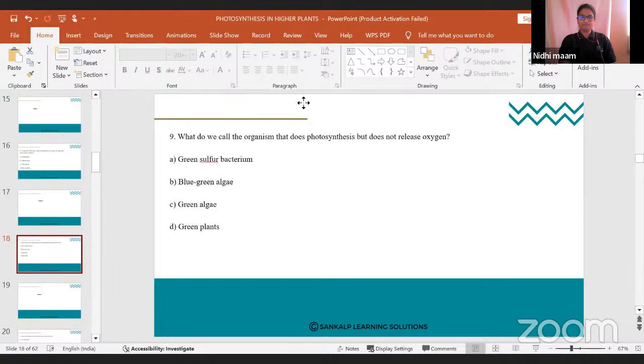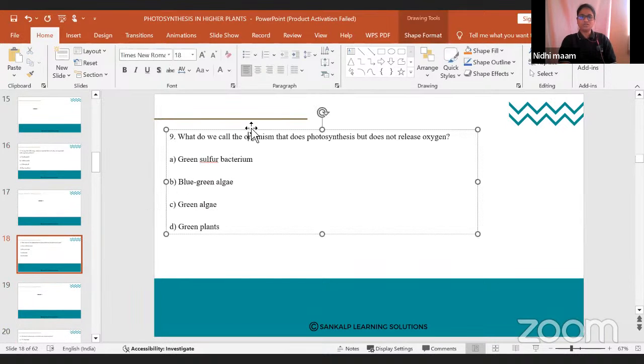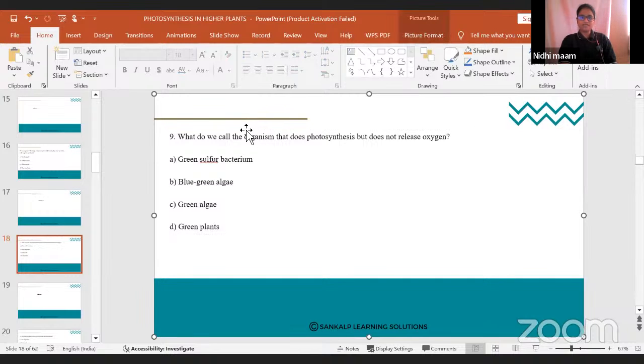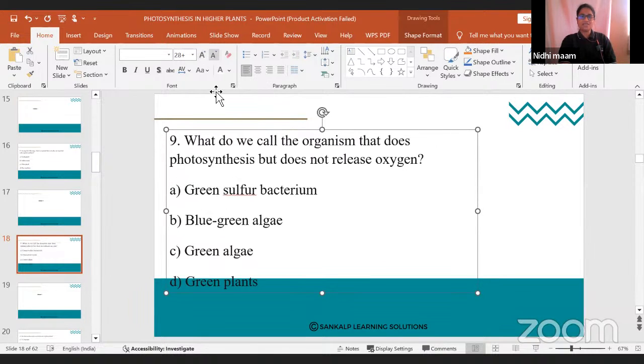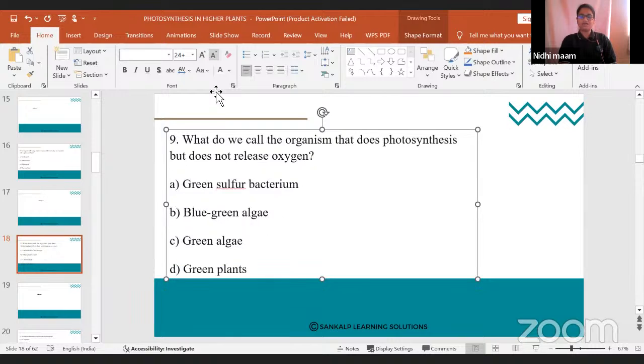Next question. What do we call the organism that does photosynthesis but does not release oxygen? There is an organism that will do photosynthesis but will not release oxygen. The options are green sulfur bacteria, blue green algae, green algae, green plants.